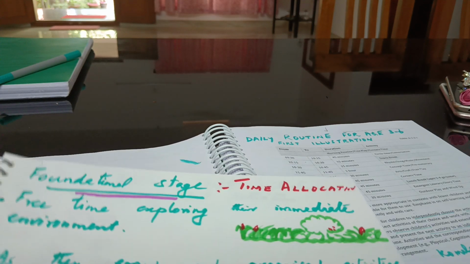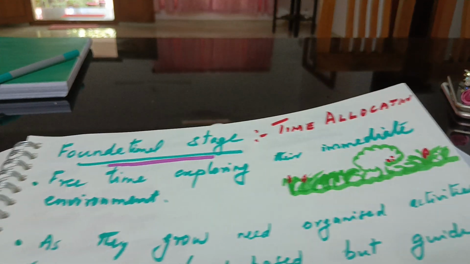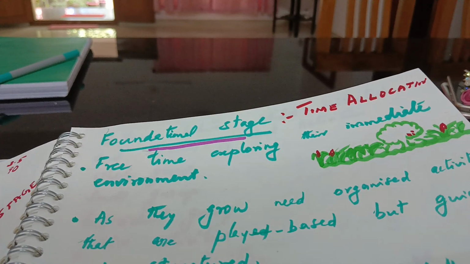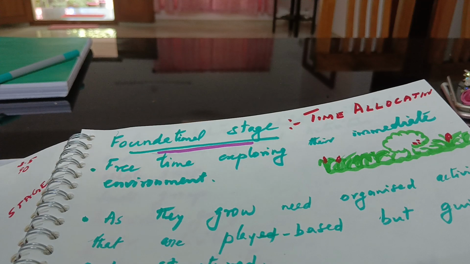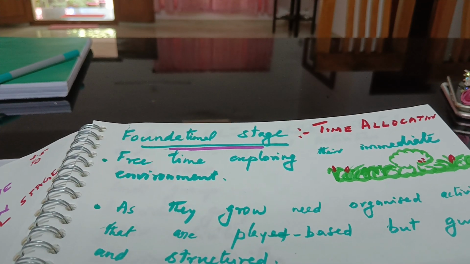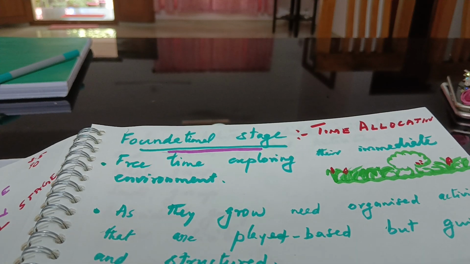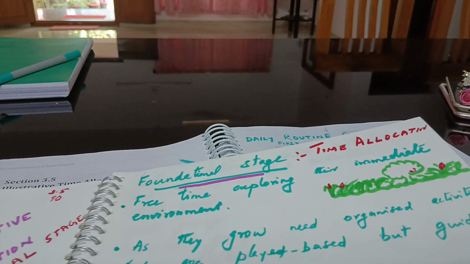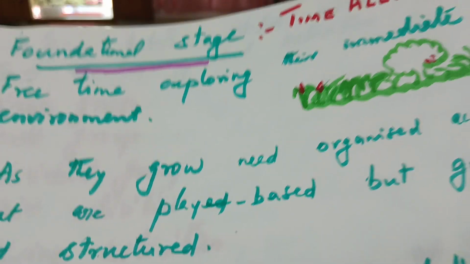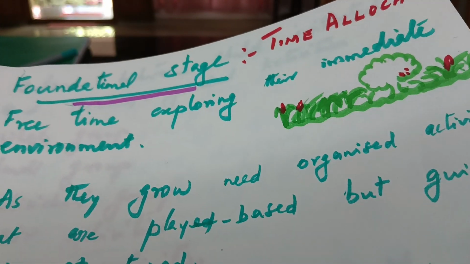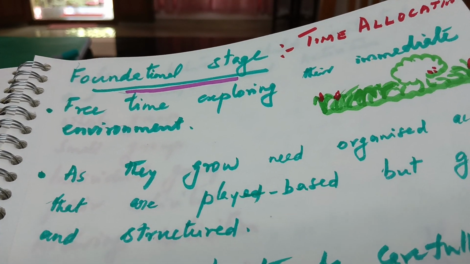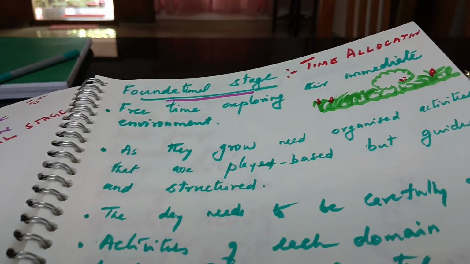Here, all of us know that free time exploring their immediate environment is a very joyful thing for small kids. So they should have immediate environment exploration, they should mingle with nature, and they should be allowed to play outside the classroom. That is the most important thing. And as they grow, we need organized activities that are play-based but guided and structured.